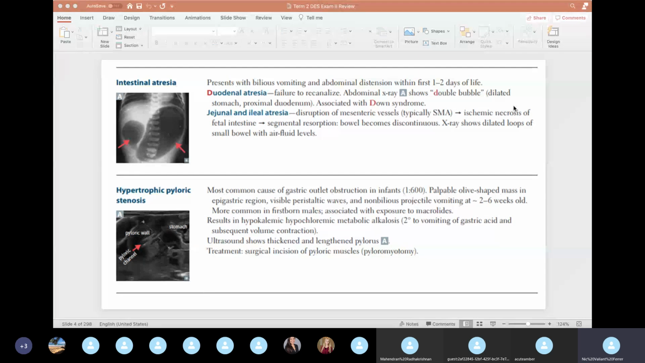What can we see in the ultrasound? Thickened and lengthened pylorus. So what's the treatment then? If the pylorus is thickened, what can we do? Myotomy. You do pyloromyotomy. You just incise the pyloric muscles.